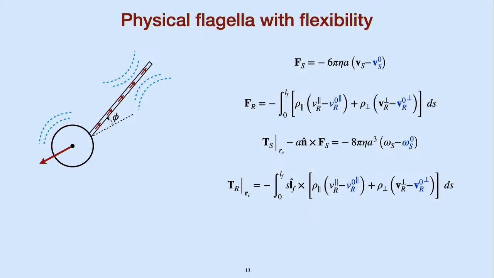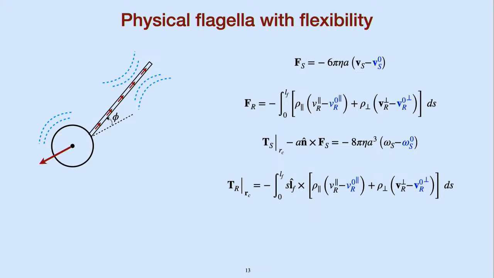So that creates a flow field. This is a slender body, a very thin object, but when it moves, it will also create disturbances in the fluid. That is also included. So these are, for example, the forces on the cell body and on the rod. The rod is a slender body, that's why you see the integration here. These are similarly torques on those objects, and these blue terms are the flows in the background.